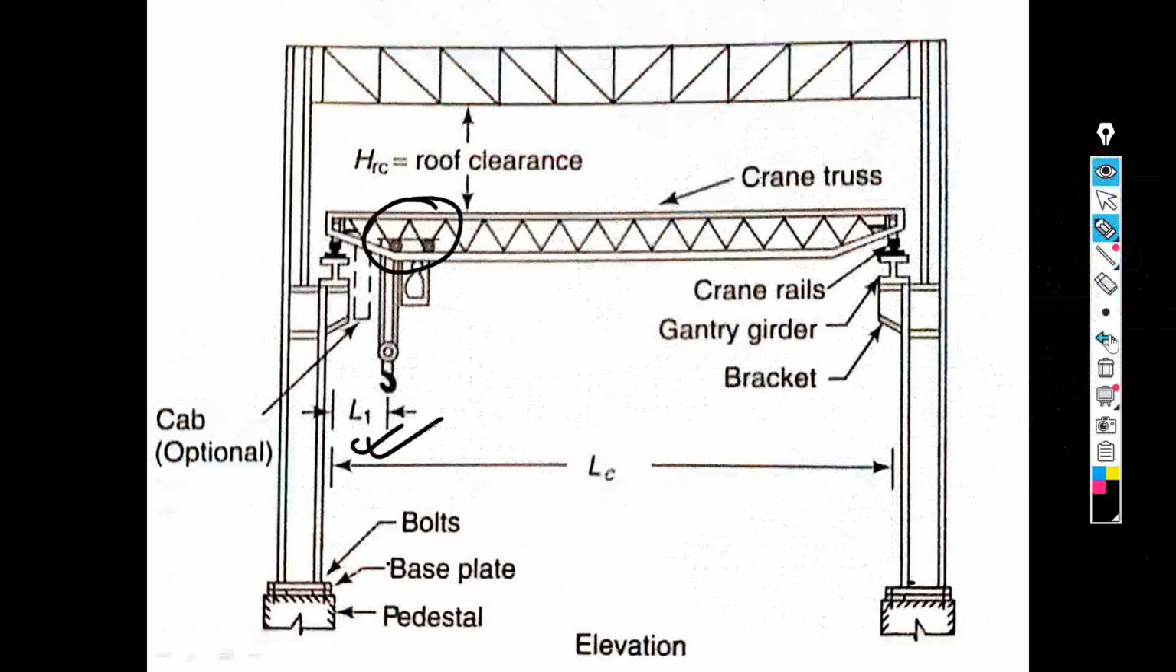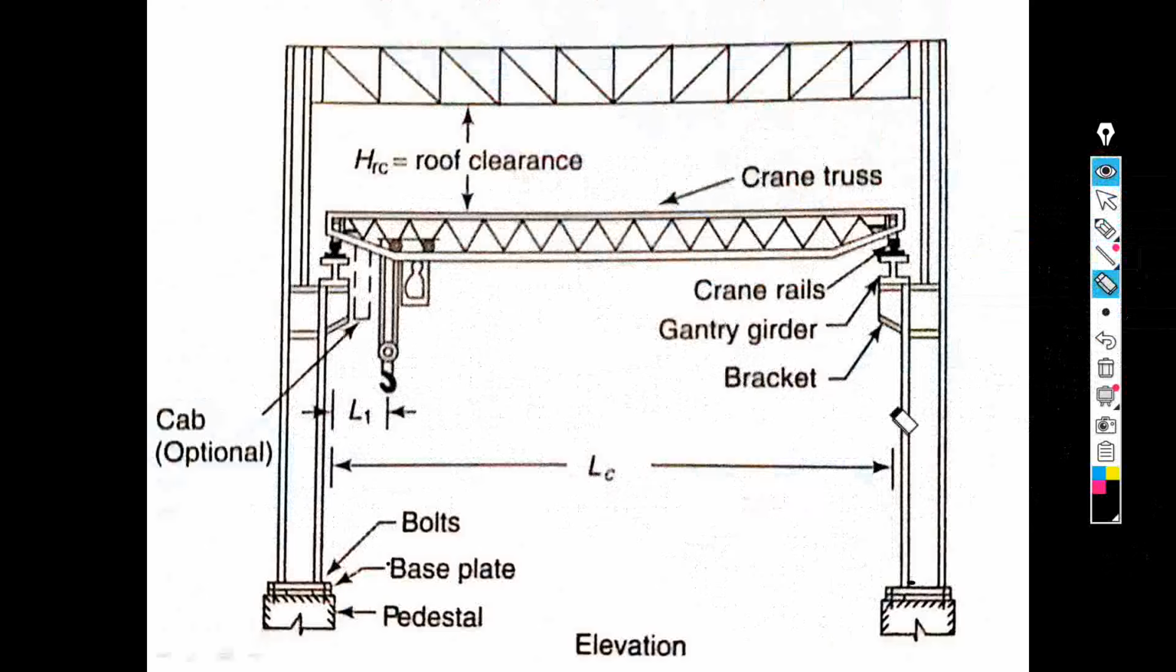Please have a clear visualization. LC is the span of the crane, and the gap between the roof and the crane is called the roof clearance. So try to concentrate on this diagram.